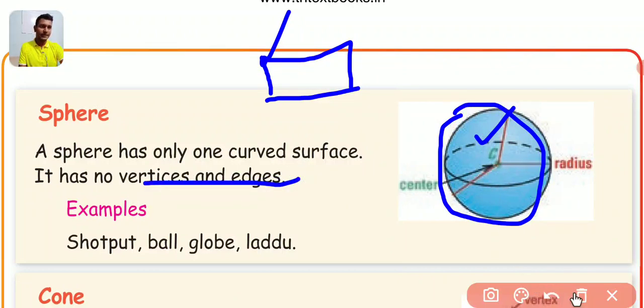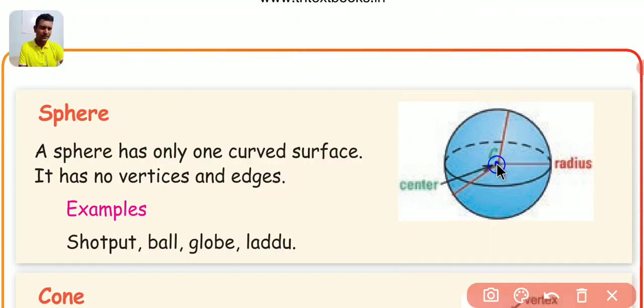Here they are giving radius. Radius is nothing but the line joining the center point to another point. Here we have one center point, that's why they are marking it. What is diameter? Diameter is the line passing through the center. The whole line is called diameter, and half of that is called radius. That's all, students.